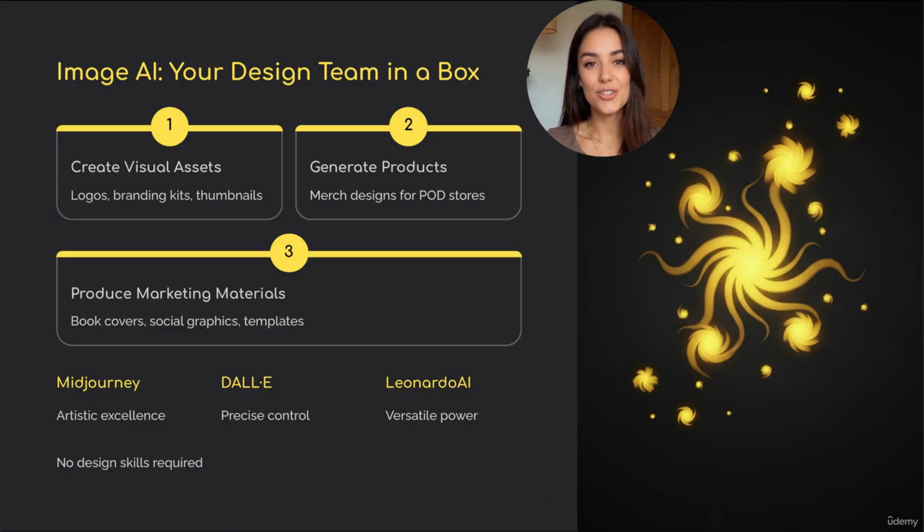For digital product creators, you can design printable templates, planners, workbooks, checklists, and Notion kits in minutes. For print-on-demand stores, Image AI becomes your personal merch designer, generating thousands of t-shirt ideas, poster graphics, or sticker packs. For content creators, it produces scroll-stopping thumbnails and ad creatives. Image AI gives you the creative firepower of a full design team without the cost.